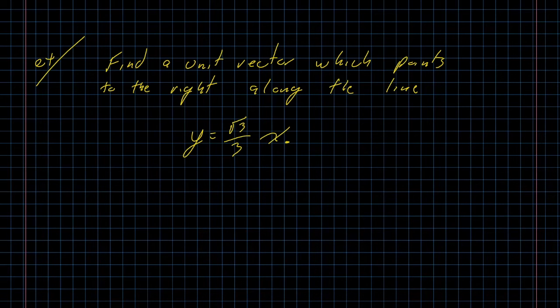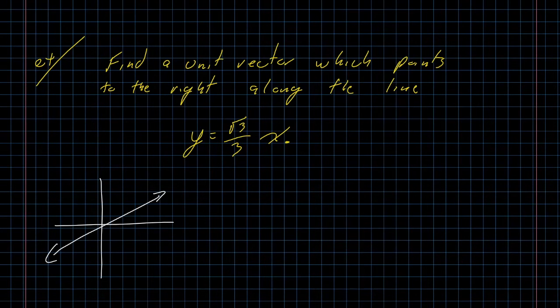As an example, let's consider finding the unit vector which points to the right along the line y equals square root of 3 over 3 times x. I'm not going to worry too much about drawing it to scale, but I do know that square root of 3 over 3 is a positive number which is smaller than 1. So the graph y equals root 3 over 3 times x looks something kind of like that.